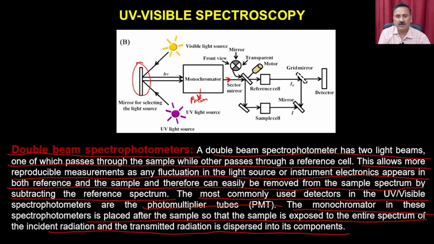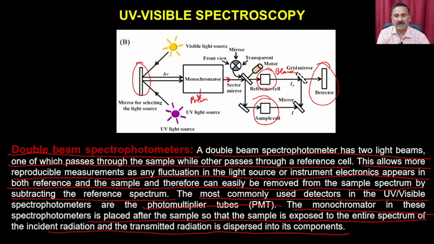So one will go into the reference cell, or what is also called the blank, whereas the other beam is going into the sample cell, okay? And then both of these are going to be collected back, and that's how you are going to detect the intensity of the beam that comes from the reference cell and the intensity of the beam that comes from the sample cell.